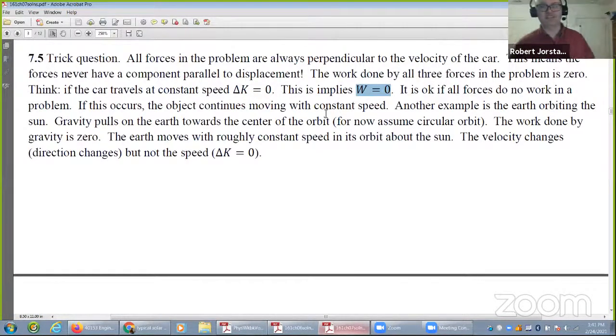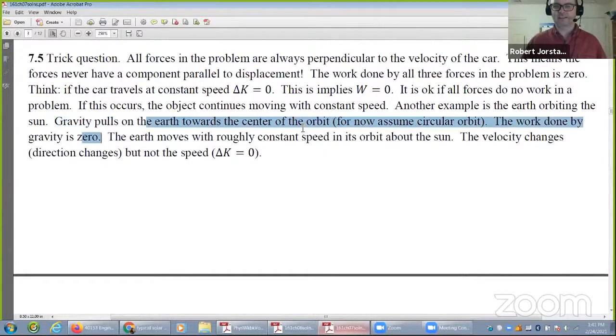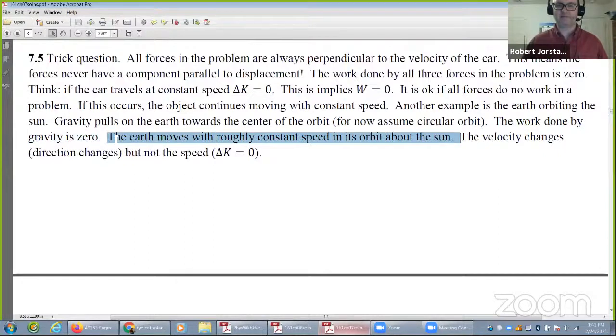So notice this is not a good tool for objects traveling at constant speed because there's nothing to calculate. So this tool has its limitations. Here's another example. Gravity pulls the Earth towards the center of its orbit, right? The work done by gravity is 0. Lucky for us, the Earth is not changing its speed. All right, so we're good to go there.